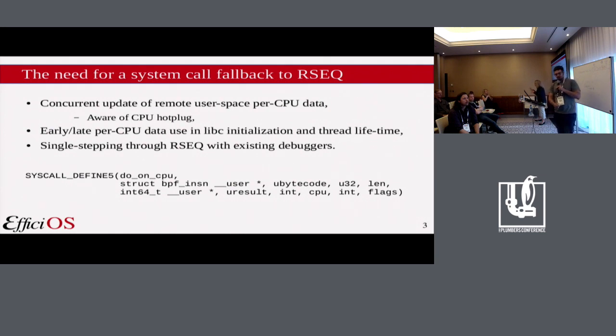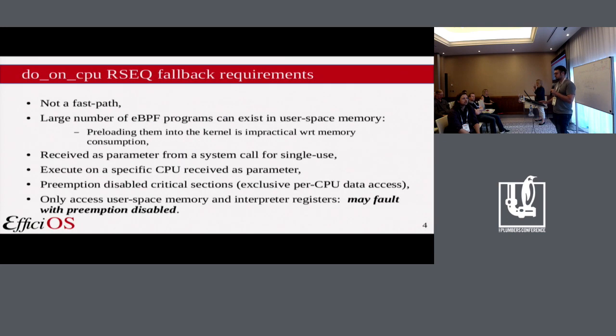So that's the system call I did. It takes as argument a BPF bytecode and a length parameter, and it returns a result. It executes on a targeted CPU received as a parameter, and it can have some flags for future extensions. So the requirements of this do-on-CPU rseq fallback.